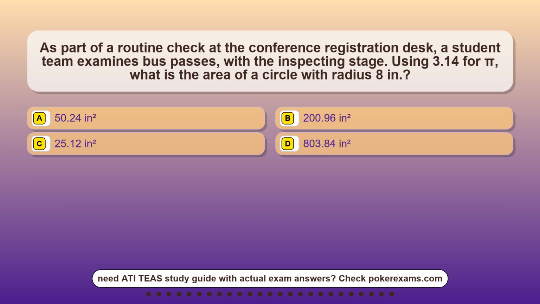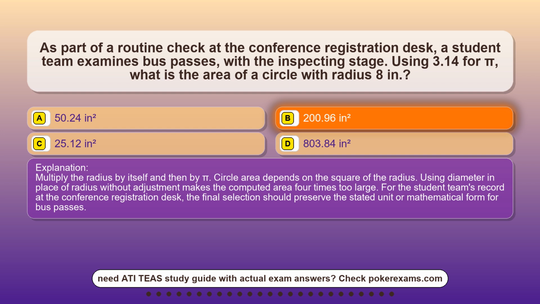Question 11. As part of a routine check at the conference registration desk, a student team examines bus passes, with the inspecting stage. Using 3.14 for pi, what is the area of a circle with radius 8 inches? Option A, 50.24 square inches. Option B, 200.96 square inches. Option C, 25.12 square inches. Option D, 803.84 square inches. The correct answer is option B, 200.96 square inches.